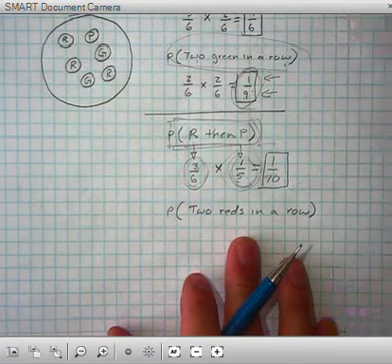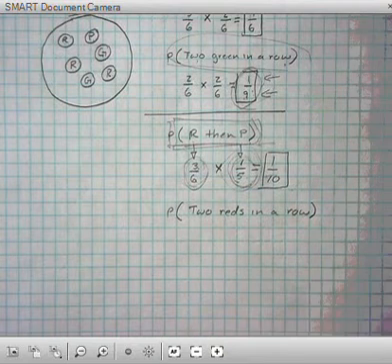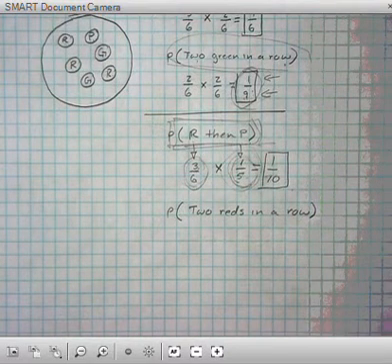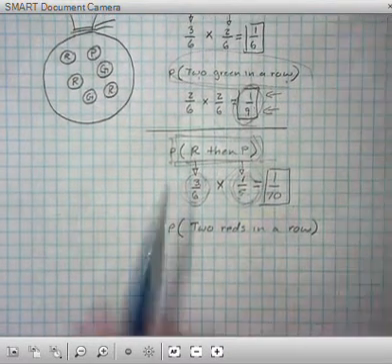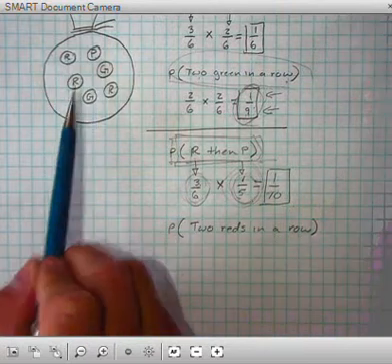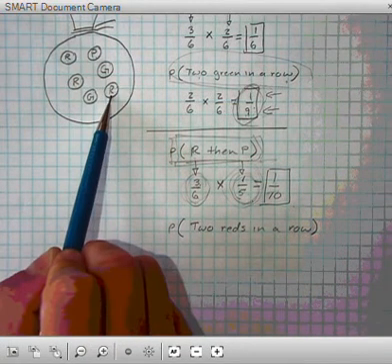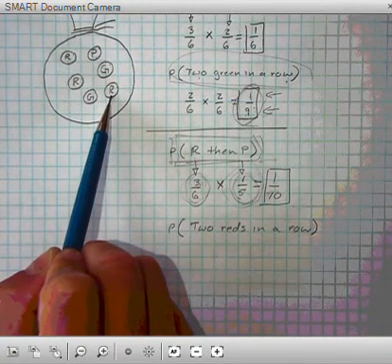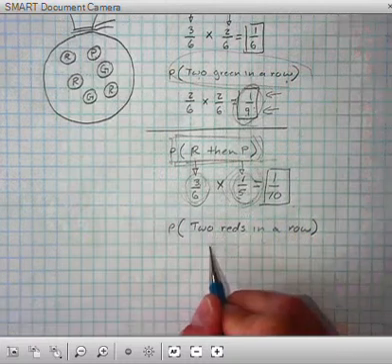Lombardo, what'd you get? 1/6. And how'd you get that? I did 2 out of 6, which was the 2 reds out of the whole 6, and I multiplied it. Well, hold on now, there's 3 reds in there. Yeah, I know. Then I multiplied with 3 out of 6, which were all 3.